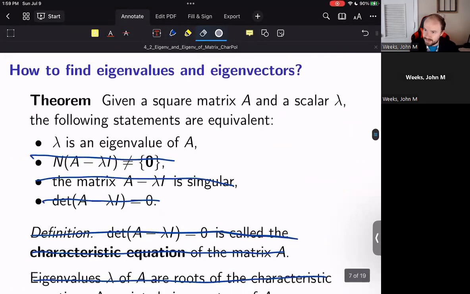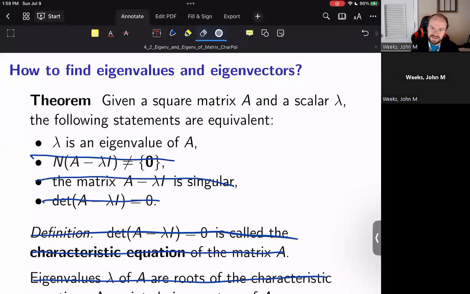So how do we find this? How do we go through and do this? How do we find eigenspaces for each of these things? Well, given a square matrix A and a scalar lambda, we've essentially walked through many of the different ways we could be looking for eigenvalues and eigenvectors. So the following statements are equivalent.